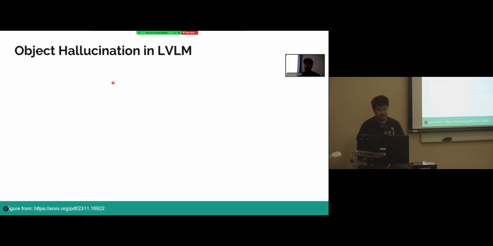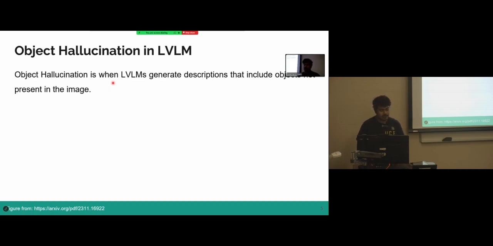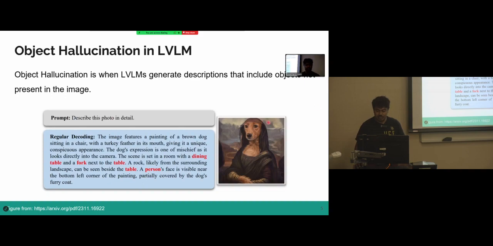This translates to large visual language models where, given a prompt with an image, the model might simply describe it. The description might include objects that are actually not present in the image. So, for example, given this peculiar image, if we ask the model to describe it, the model can start pretty well. It can say the image features a painting of a brown dog, etc. But then we see that the model starts mentioning dining table, fork, table, etc., which simply do not exist in the image. So in this scenario, we say that the model has hallucinated these objects.